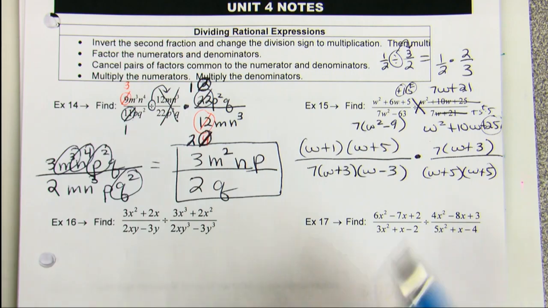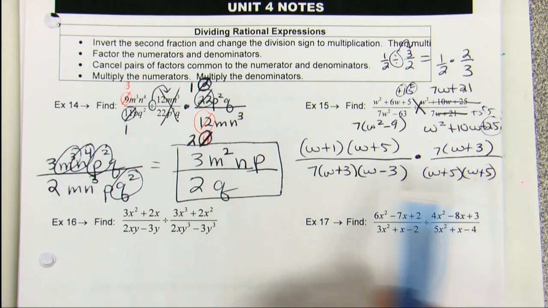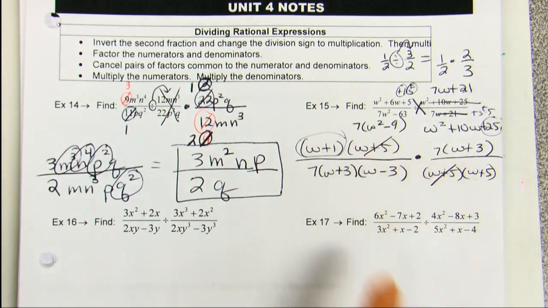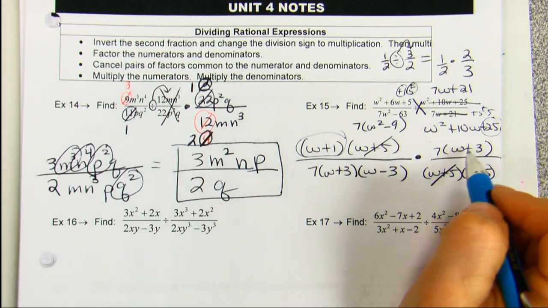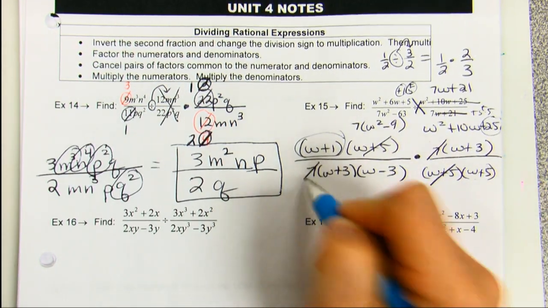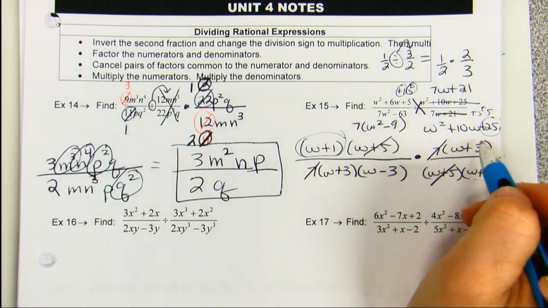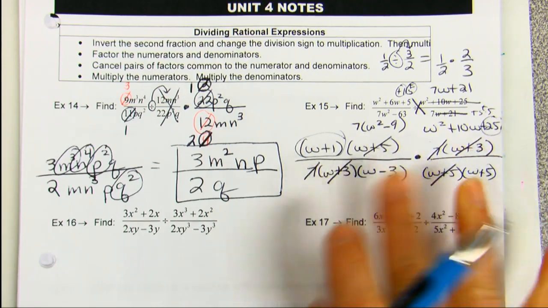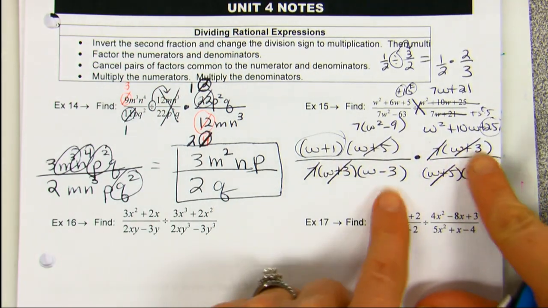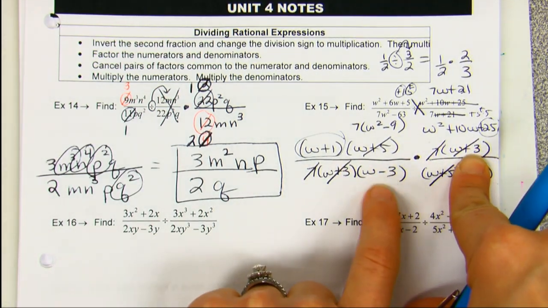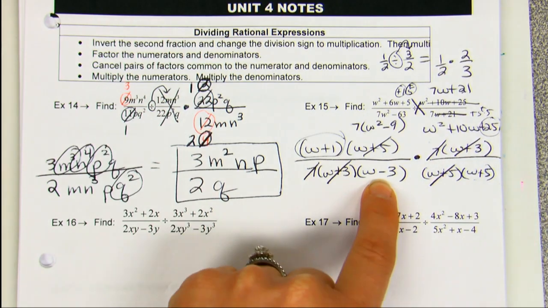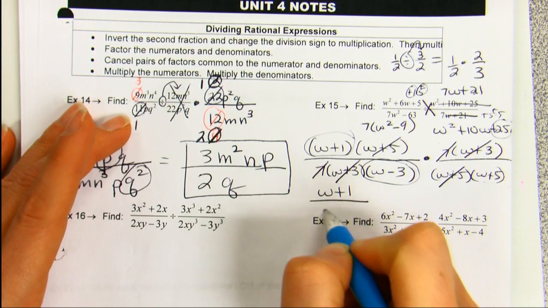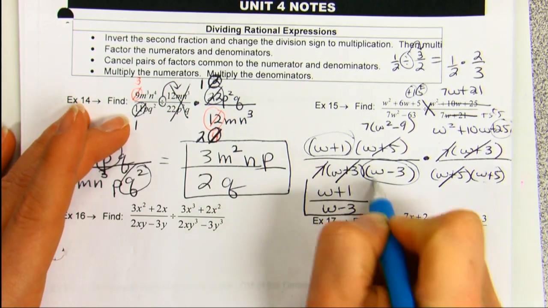First thing that I see is there's not any w plus 1, so I know that's going to stay up there. There is a w plus 5 that can cancel, just 1. And there is a 7 that can cancel on the top and the bottom. And there is a w plus 3. Be sure you cancel the ones that are the same. Be careful not to cancel these two, because this was a minus and this was a plus. So this was left over down here. So we have w plus 1 over w minus 3.